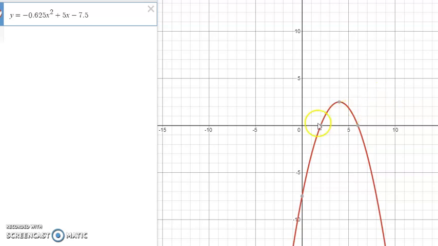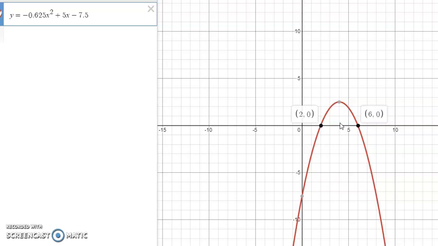Okay, we do it that way, and that means that's the width, right? So the door has to be 4 feet wide in order to maintain that height. Okay.